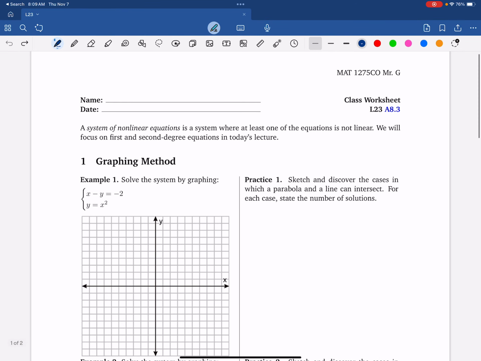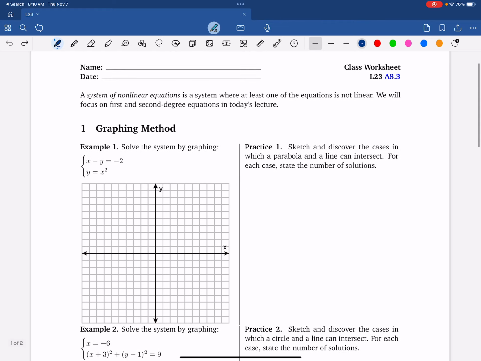Okay, so today in this handout, we're going to talk about a system of nonlinear equations. It's a system where at least one of the equations is not linear. Linear means that the exponents of your variables are all one. If it's nonlinear, you're going to have higher degrees like 2, 3, 4 as the exponents of the variable. But today we will just focus on the first and the second degree equations only. All right, and then we will talk about a few methods to solve these systems.